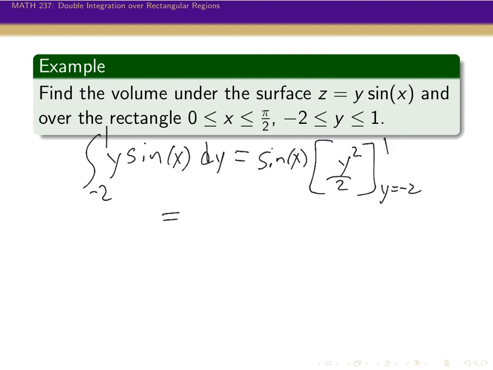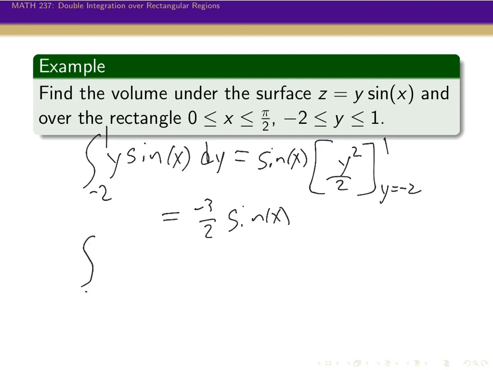Plugging that in, this is going to be sine x times, 1 gives me a half, minus 4 halves, so we're going to end up with the minus 3 halves again. And so that's what we get in terms of that. All of the y's are gone. We're left just with a function of x. So now we can integrate this in terms of x.